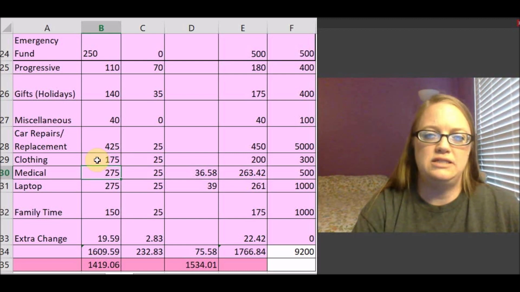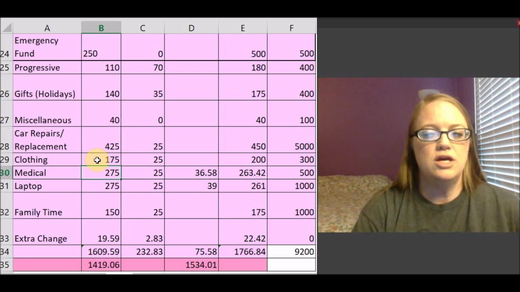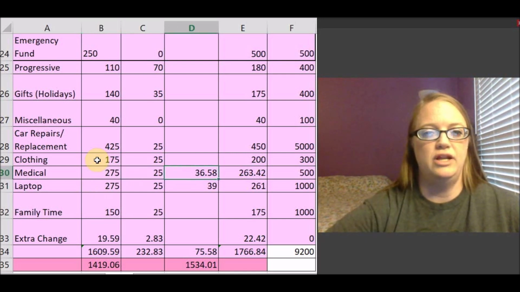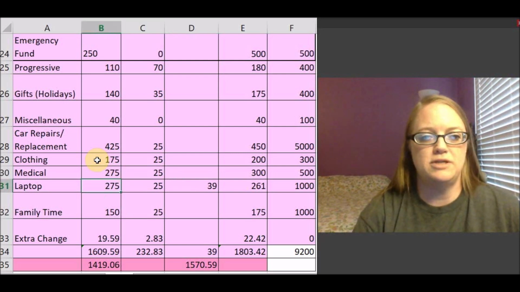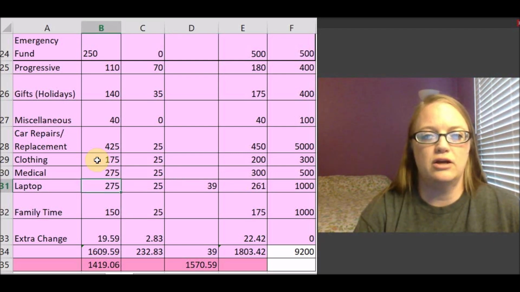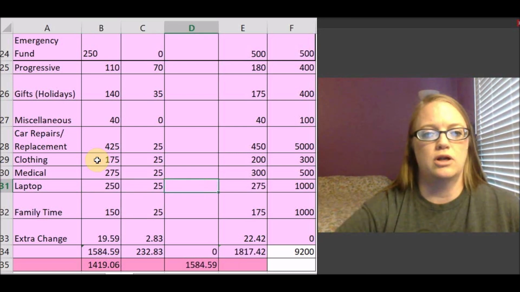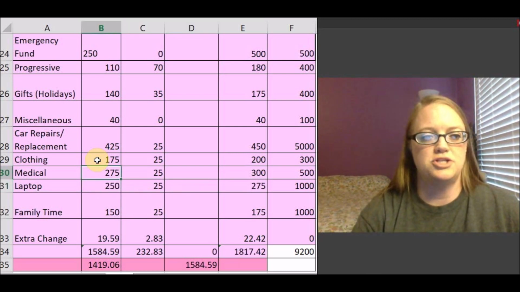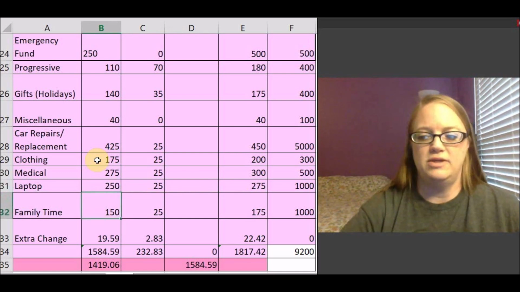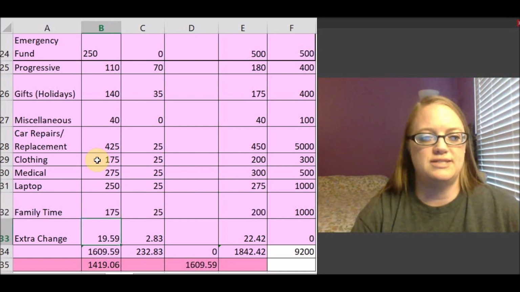Medical, I spent some money out of there, so I'm actually going to raise this up to $275 because I think I have some extra change to cover it, and now I can delete that. My laptop fund, I spent $40 out of there, so I'm going to put $250 to make up for putting extra in my medical there. My family time, I didn't spend anything out of there, so that's that.